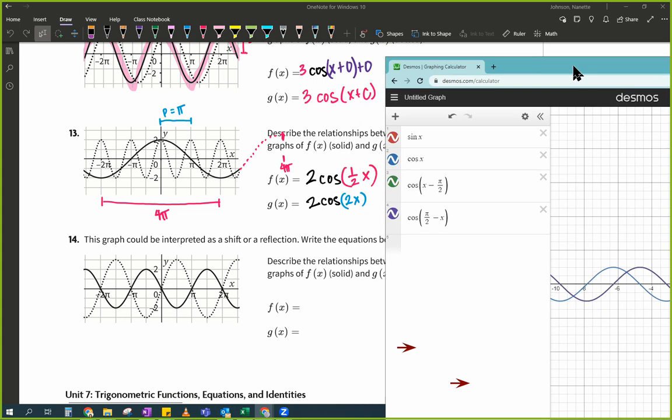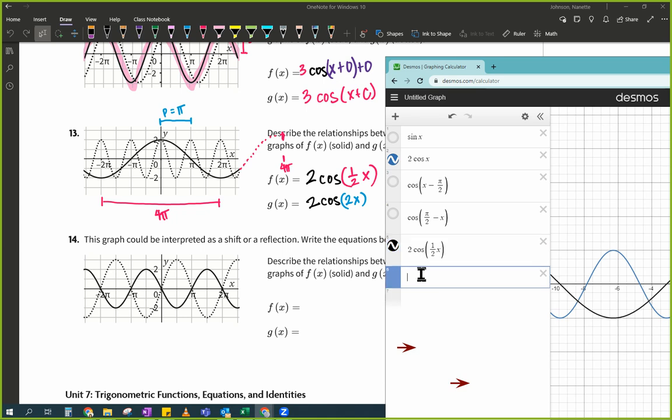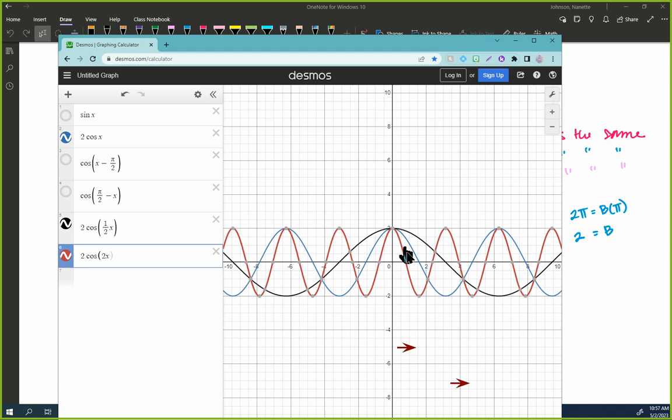So let's look at these three just so that you guys can all compare them. So cosine x versus 2 cosine half x versus 2 cosine 2x. Okay, so this looks like a mess. It looks like a crazy mess, okay?